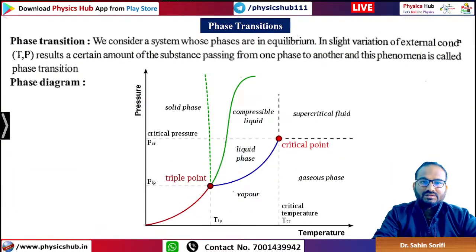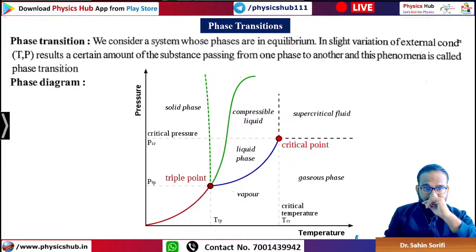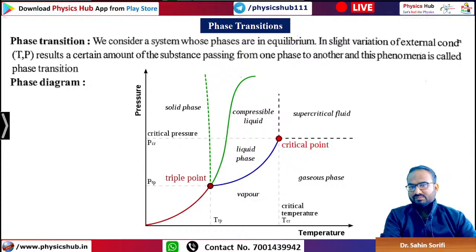So we'll start with first, what is this phase transition? The best example to give for phase transition is the example of water. Water, if you cool it down, it becomes ice, and if you heat it, it becomes vapor. So here you can see three phases: vapor phase, liquid phase, and solid phase. This is primarily the concept of phase transitions.